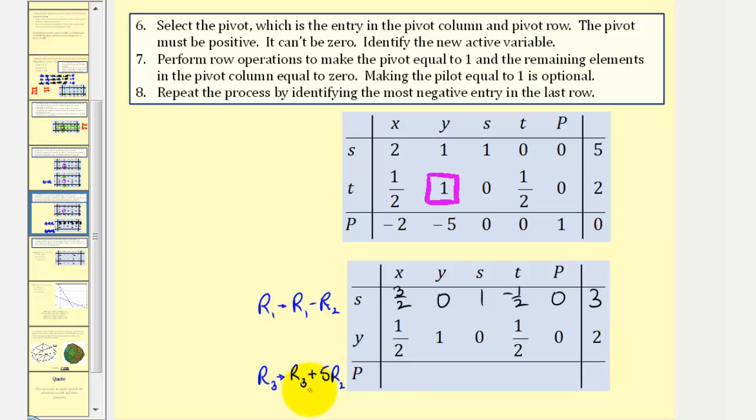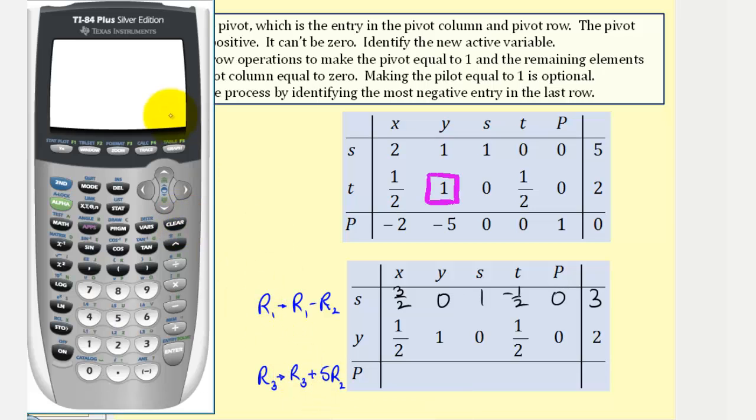Now again, we could do this by hand, but I do want to show how we can do this row operation on the calculator. There's a couple ways to do this on the calculator. I'm going to go ahead and do this from the home screen. So to enter a row, we don't use the parentheses. So I'm going to press second open parenthesis, enter row 3, so -2, comma, -5, comma, 0, comma, 0, comma, 1, comma, 0. Close it.